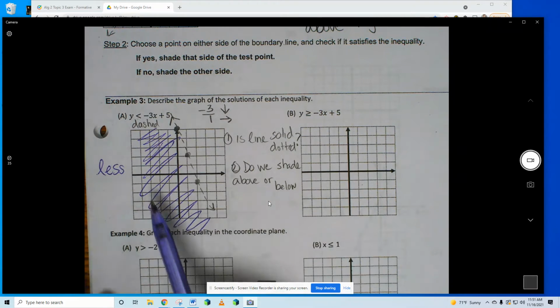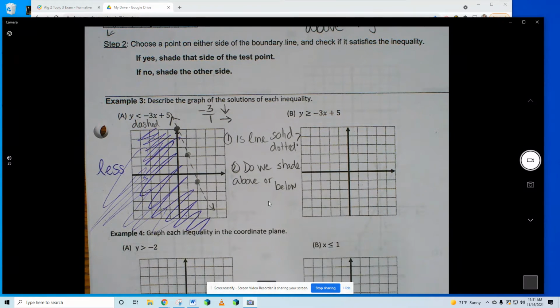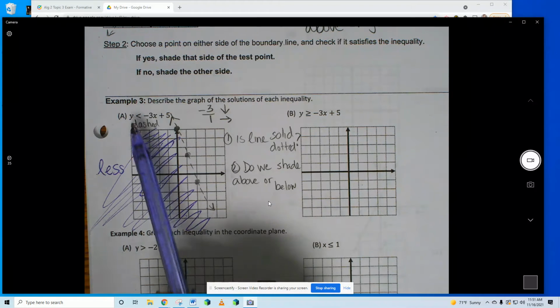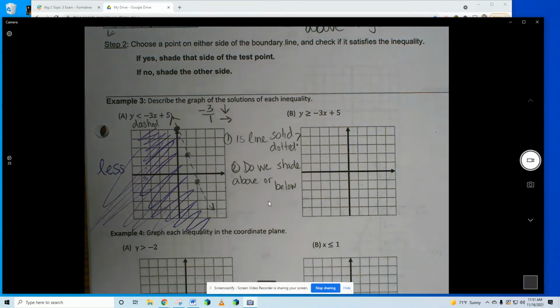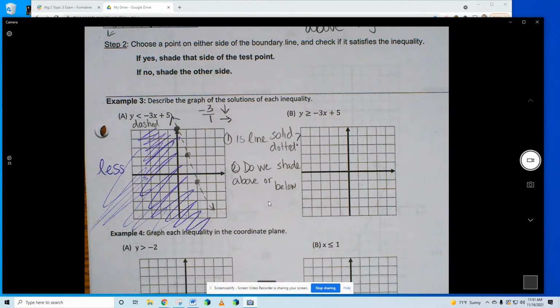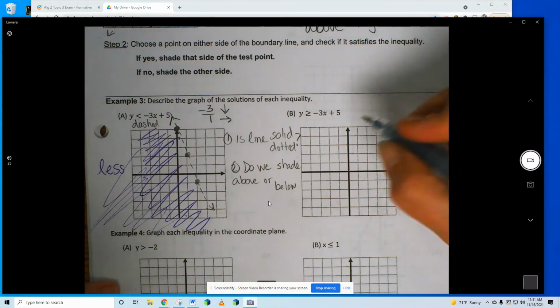And you know the shading goes on forever and ever. You understand that, right? That it's way over here too and off my paper, because it says less than. So less than the line. Below, under, left. Less than the line. And if you're unsure, pick a test point. And if the point works, then it's in the shaded area. It's a solution.